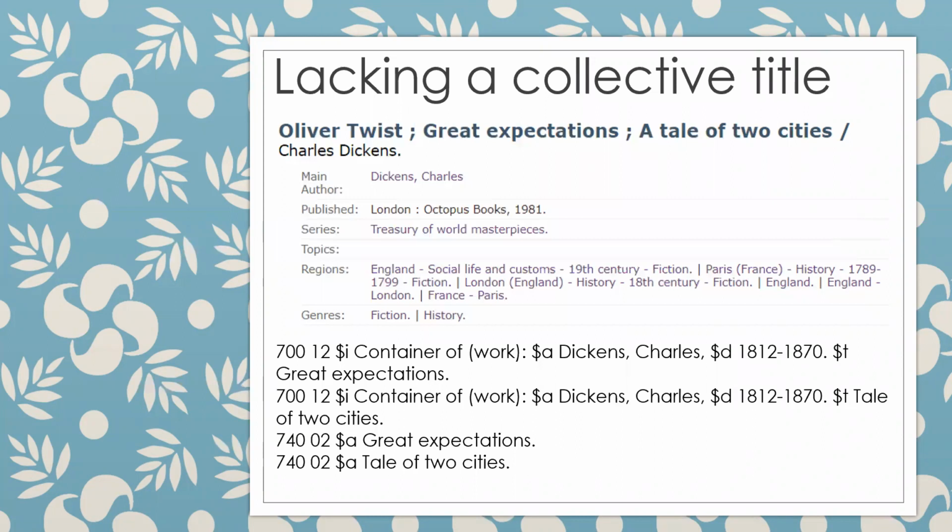A 740 02 means that there are no non-filing characters. First indicator 0 and second indicator 2 means that these titles are analytical title entries, part of the title. The other 2 titles are in 700. Indicator 1 is for the surname Dickens, and second indicator 2 is for the analytical work. Great Expectations and Tale of Two Cities. For A Tale of Two Cities, the A is not included in subfield T of the 700 field.